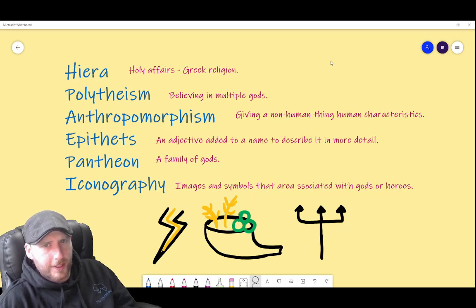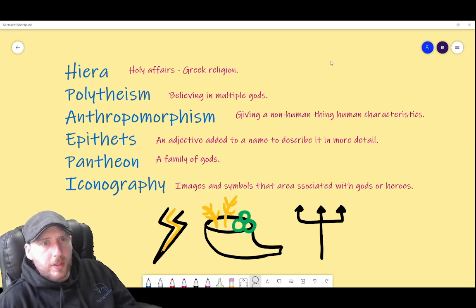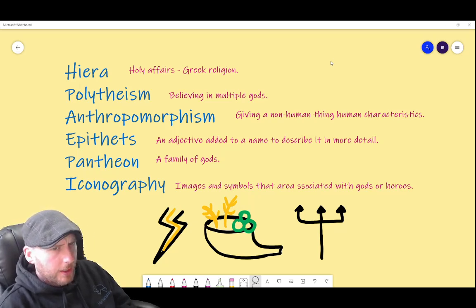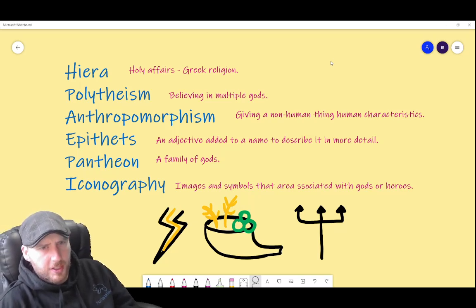Our next word is anthropomorphism. Ooh, nice long word there. This word means giving non-human things human characteristics. So this is what we see with the Greek gods and the Roman gods later. You take an idea, a concept, maybe love, and you give it a human form. In this case, it would be Aphrodite for love. Maybe the concept is justice, and then you give that a human form in the form of Zeus, or even death, given a human form as Hades, or the ocean, given human form as Poseidon.